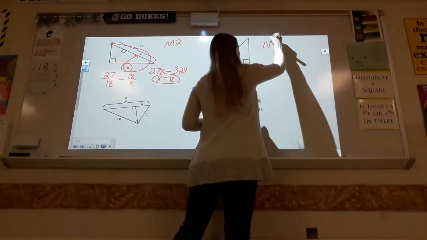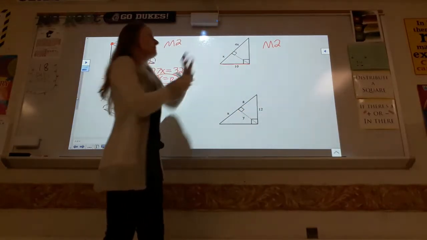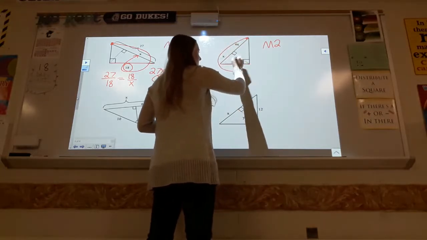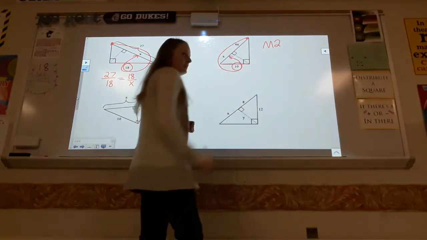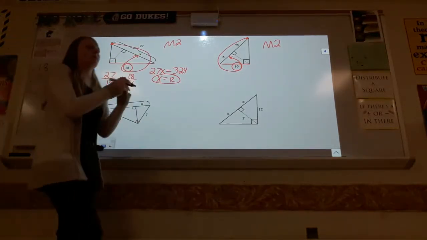Alright, so this is method 2, which means it's our roller coaster. So you want to go as far away from that leg I just highlighted as possible, which is here. We're going to go across the hypotenuse to gather momentum, go around the leg, and end right next to it. Okay? So, using the roller coaster rule, what would my proportion be?